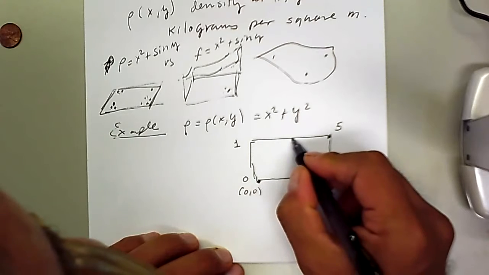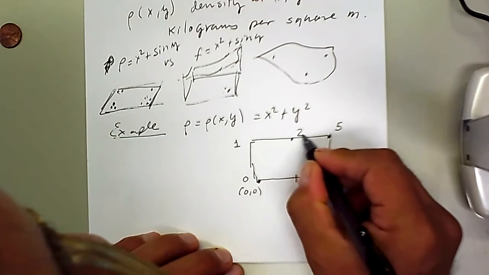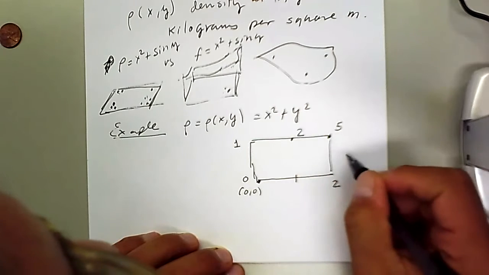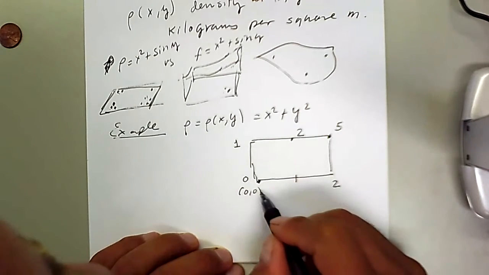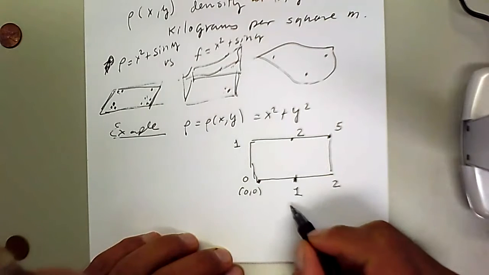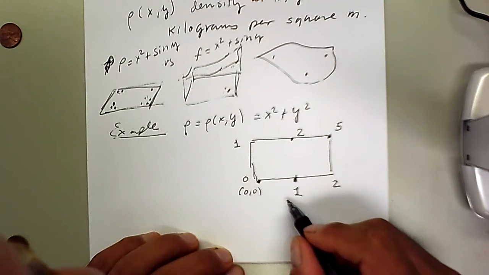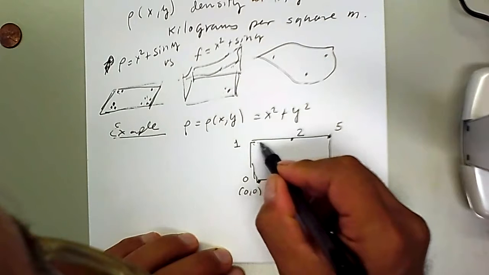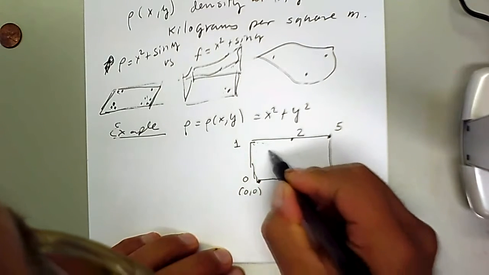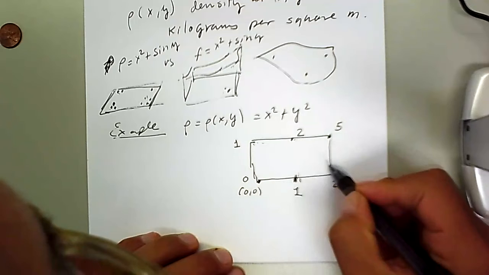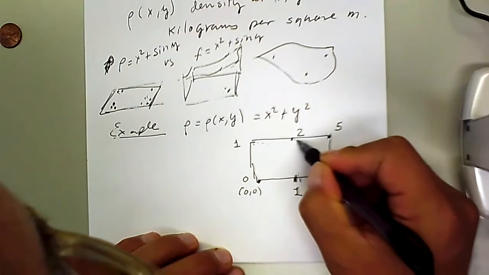The density here at 1, 1 will be 2, because 1 squared plus 1 squared is 2. And then down here, the density is also 1. So this goes by circles because of the way this particular density is defined. There's a density of 1 here on this quarter of a circle. There's a density of 1 here.